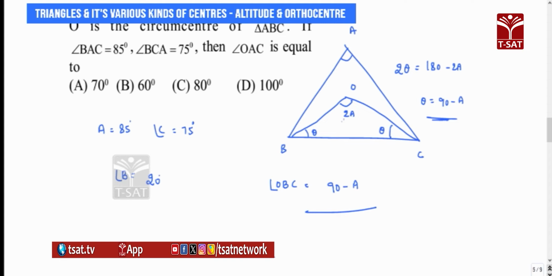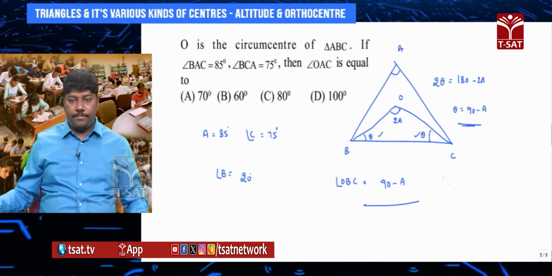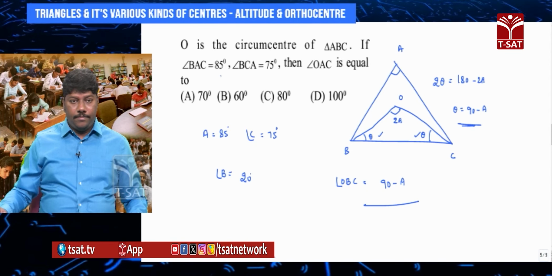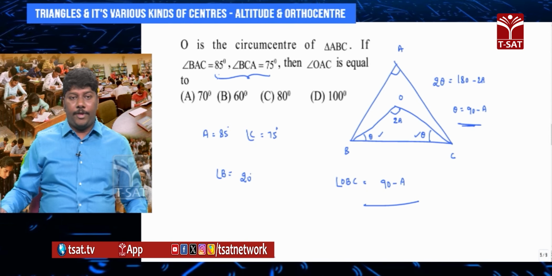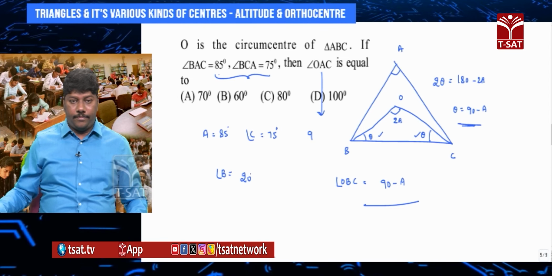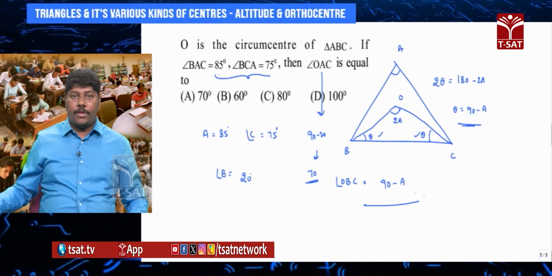Just remember that this angle is 90 minus A here. This is also 90 minus A here. You can directly find out. Here, the moment you get 160, it is 20. So, therefore, this is 90 minus 20. Answer is 70. Next one.